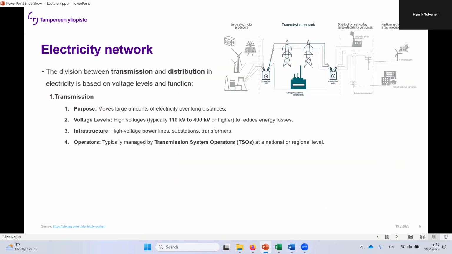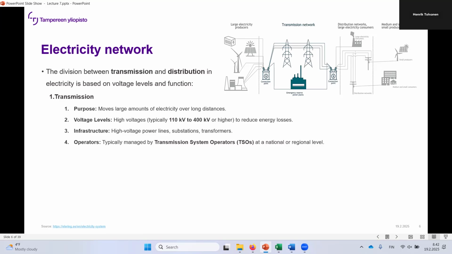So regarding the electric network, when you're talking about transmission and distribution, we have the transmission network, and after that, you have the distribution network. The transmission network operates on a very high voltage level, which means that the energy losses are smaller. The purpose of the transmission network is to move large amounts of electricity over long distances. Voltage levels are typically 110 kilovolts or 400 kilovolts or higher, to reduce energy losses.